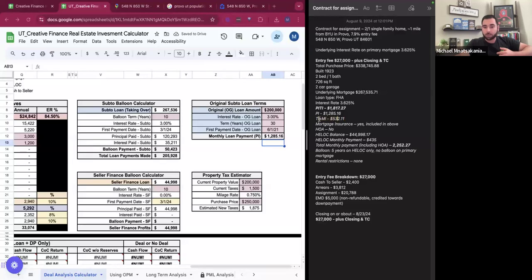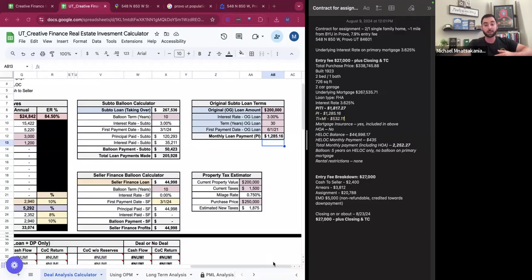T&I and M&I, so taxes and insurance plus mortgage insurance. Because this is an FHA loan, it has mortgage insurance. It's because you're putting a lower down payment. You're going to have to pay mortgage insurance, known as PMI. Here, just MI. Those two plus taxes and insurance are $532.11.